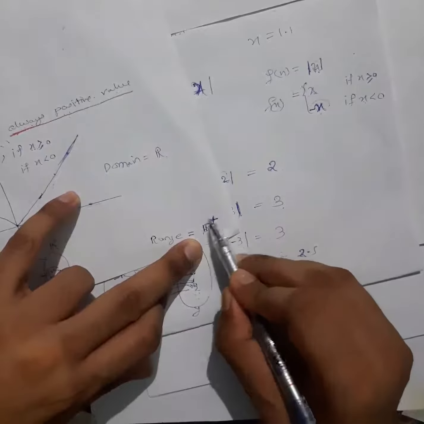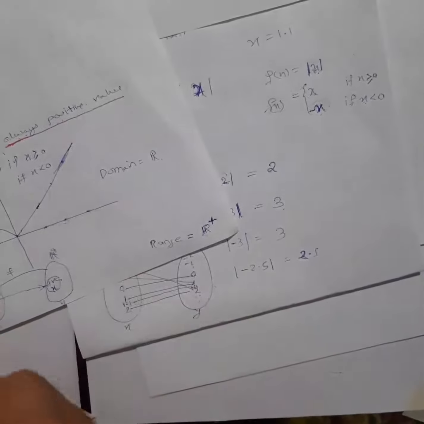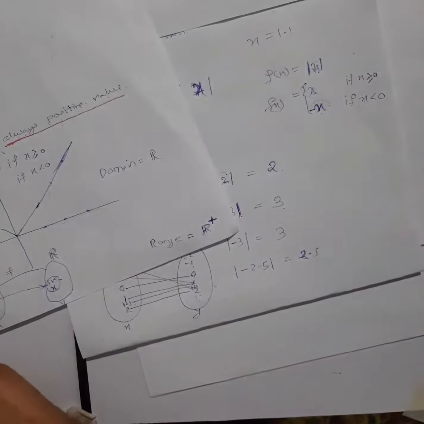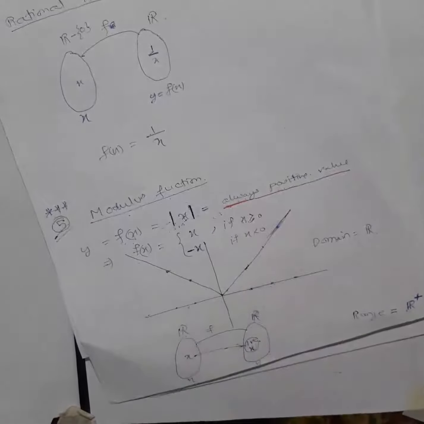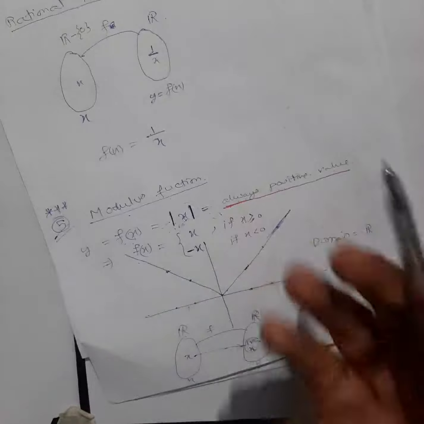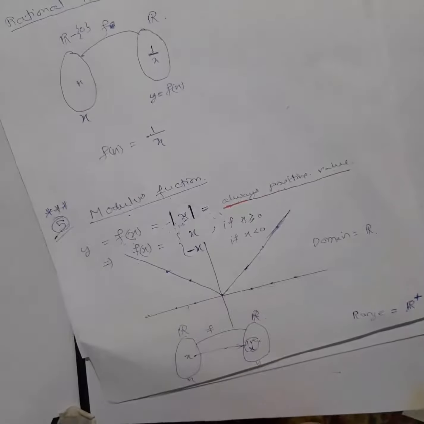So this means only positive real numbers. So the range will be positive real numbers. And in the question they will ask this kind of question only. They will give you this kind of function and ask you to find the domain and range. That will be clearer when I discuss some examples. Okay, that I will show you. First just try to understand the definition.